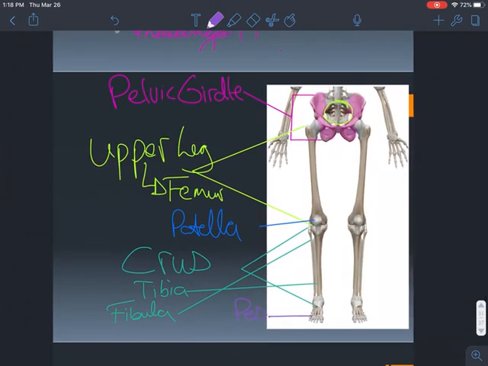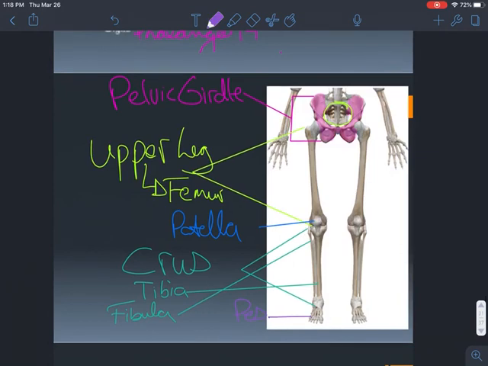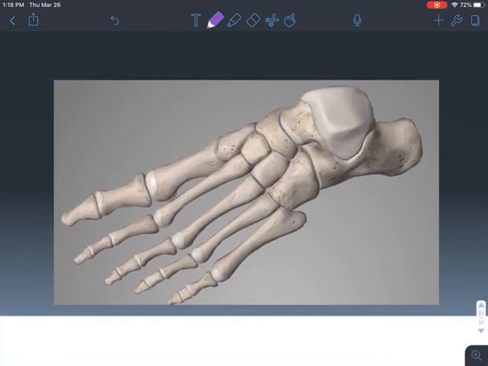Most proximal is your pelvic girdle. Then you have your upper leg. Then you have your patella. Then you have your crus, consisting of your tibia and fibula. And then you have your pes. Now let's talk about the pes a little bit more specifically. So here's the pes.